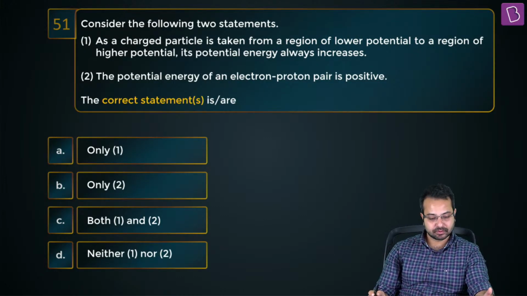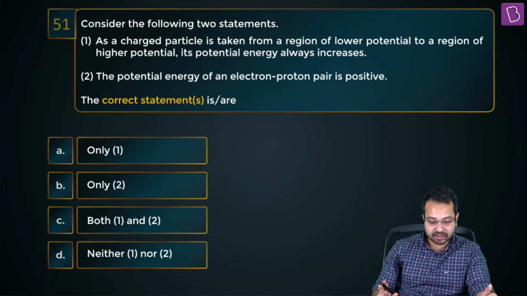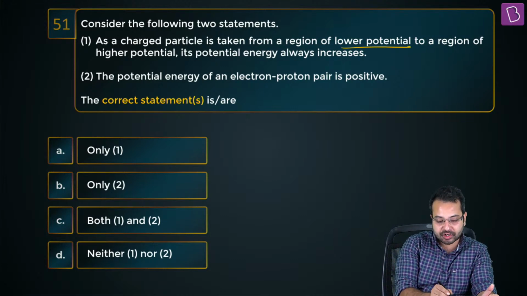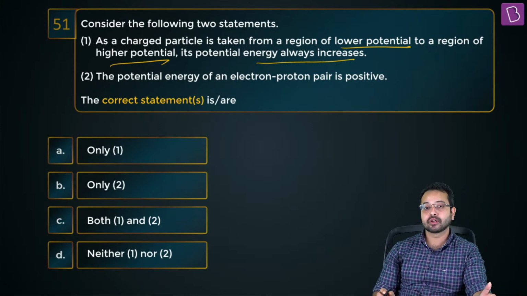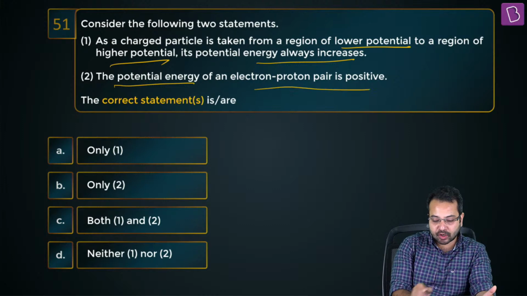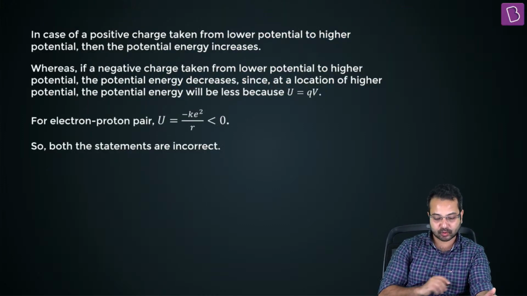Alright, next, consider the following two statements. As a charged particle is taken from a region of lower potential to a region of higher potential, its potential energy always increases. Okay, this is the first statement. What is the second statement? The potential energy of an electron-proton pair is positive. Alright, so let's explore that.